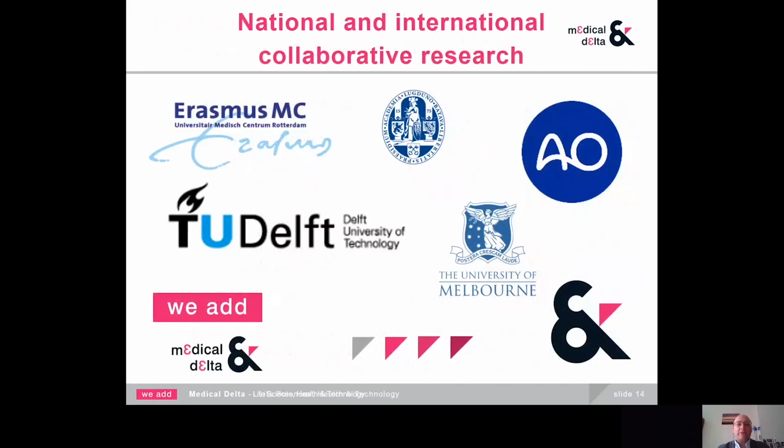This project is a national and international collaborative research and involves many organisms and institutions, which all try to go forward in regenerative medicine.